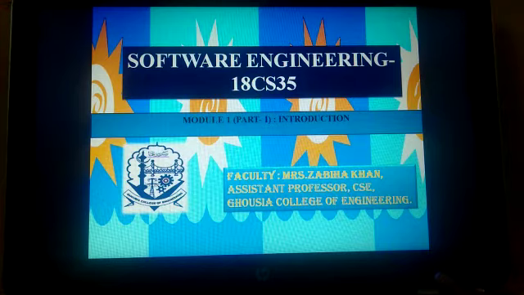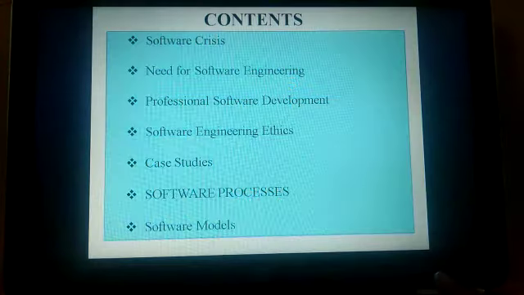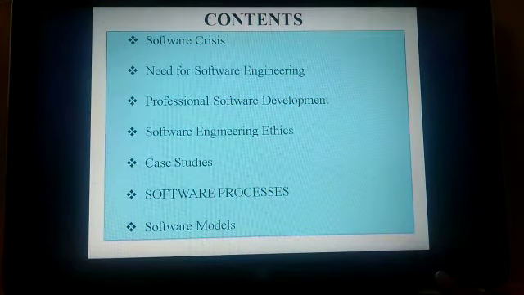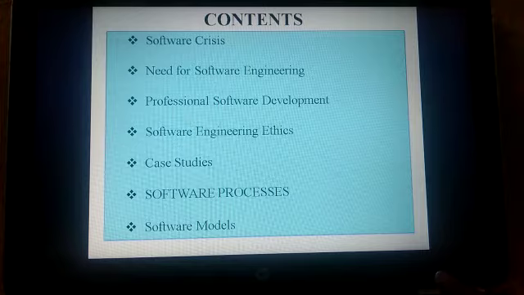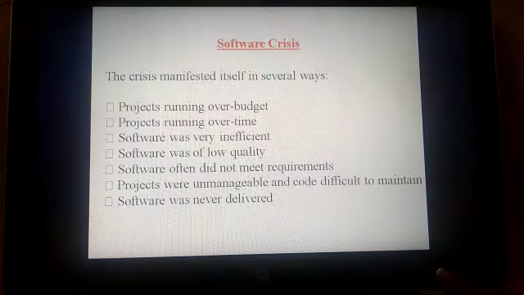We will start with the first module, that is Introduction to Software Engineering. Here, the contents go like the software crisis which we are facing in today's world, the need for software engineering, professional software development, software engineering ethics, and we're going to study some case studies along with software processes and software models.